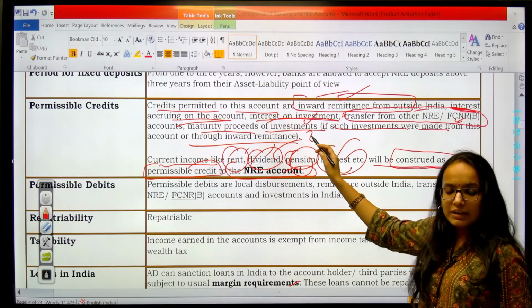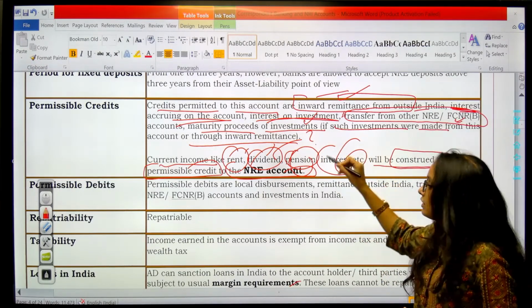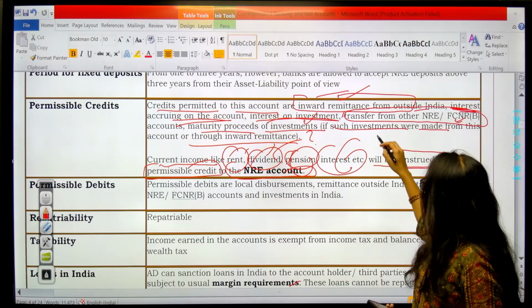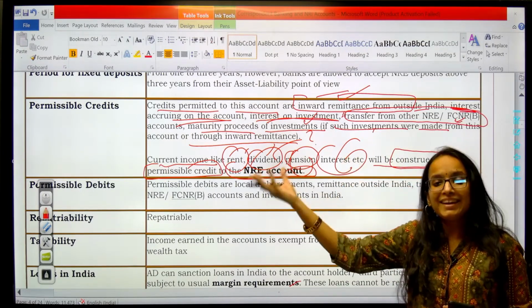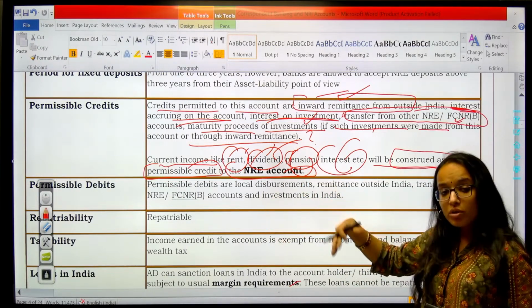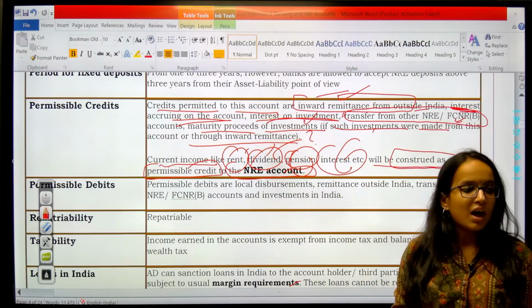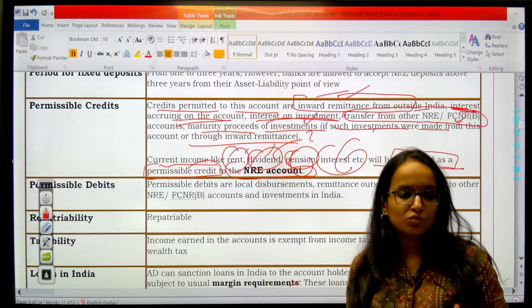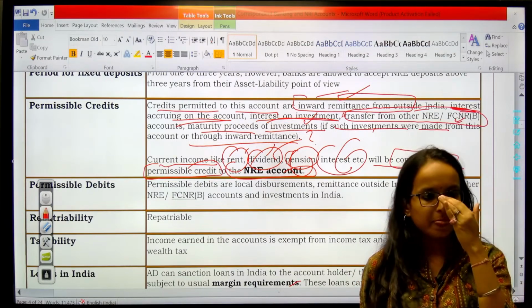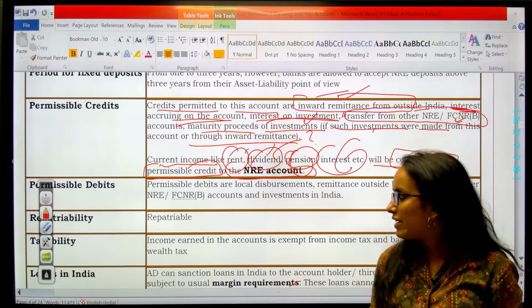Credits related to inward remittances, then interest accruing on this account, then interest on investment if you are earning any for that matter, transfer from other NRE account or transfer from other FCNRB account, right? Maturity proceeds from an investment and the current income, like these are the permissible credits to your NRE account. I hope this is clear to you all, right? Easy to remember.